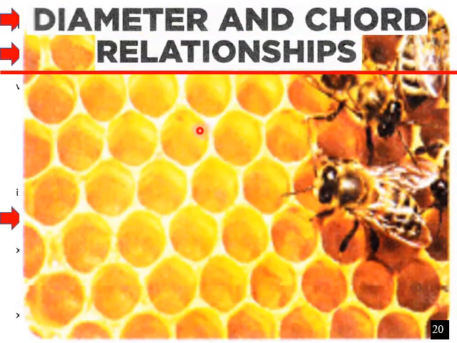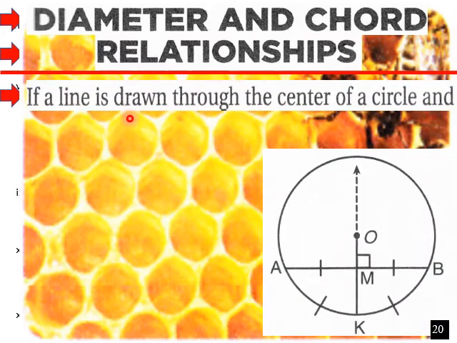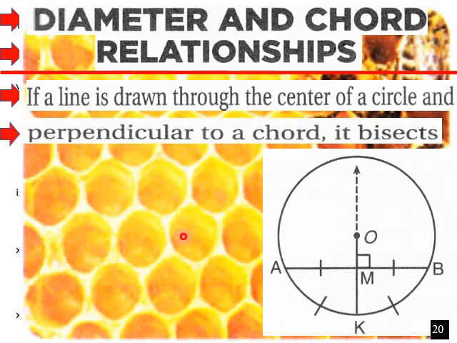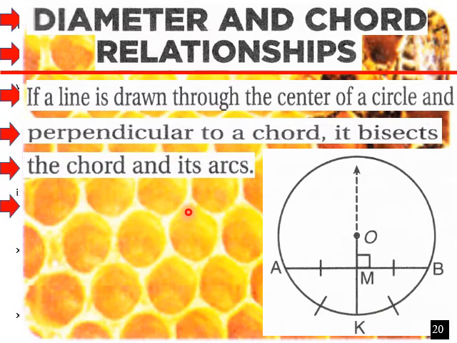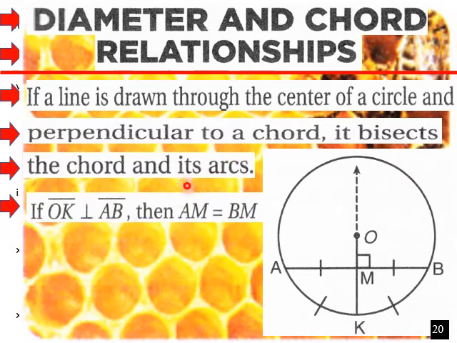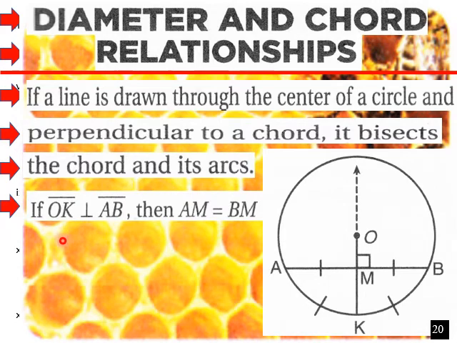Diameter and chord relationships. If a line is drawn through the center of a circle, here is the center, and perpendicular to a chord, this is our perpendicularity here of this chord. This line here is perpendicular to AB, and then these are congruent to each other, and these arcs are congruent to each other. Perpendicular to a chord, it bisects the chord and its arcs.